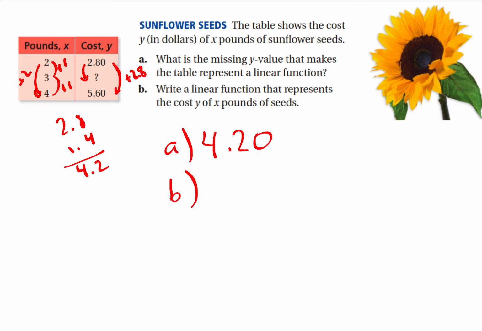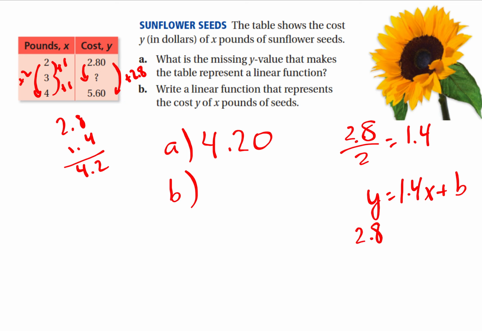B, write a linear function that represents the cost y of x pounds of seeds. Well, I think we already found the slope. 2.8 over 2 is 1.4. The y-intercept, we'll go ahead and find it using our backup method. We just need to plug one of the points in. Let's do $2.80 for 2 pounds.